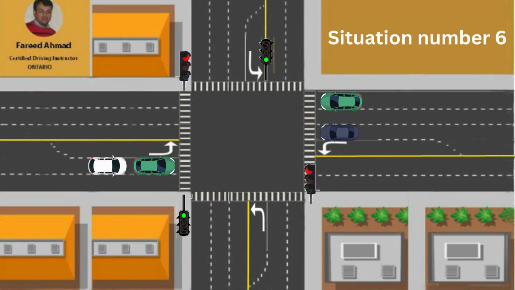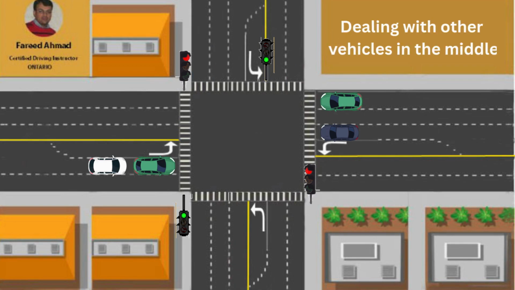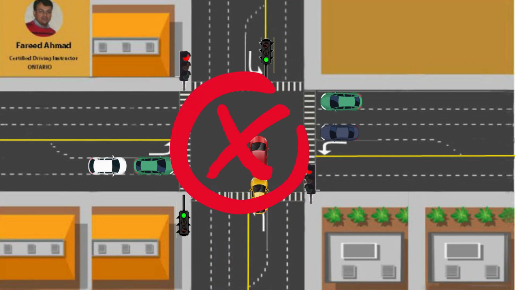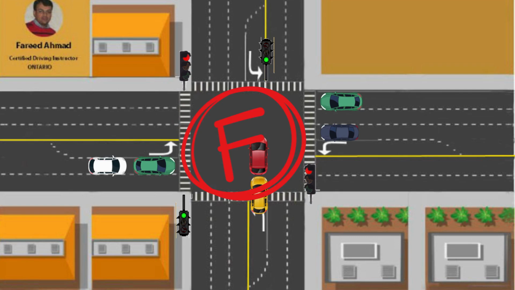Situation number 6, dealing with another vehicle in the middle. So you approach in the left turning lane and see that there is a vehicle waiting in the middle of the intersection to take their left turn. Please stay behind the stop line. Please do not follow up behind the vehicle. Otherwise, it could be the reason for failure in your road test.